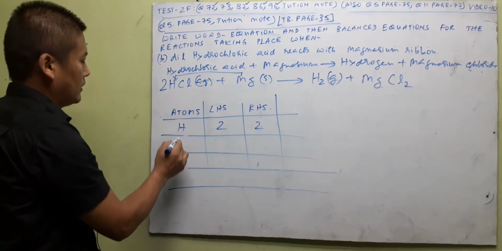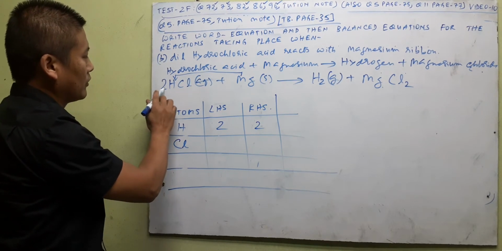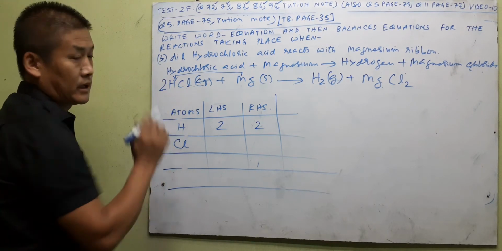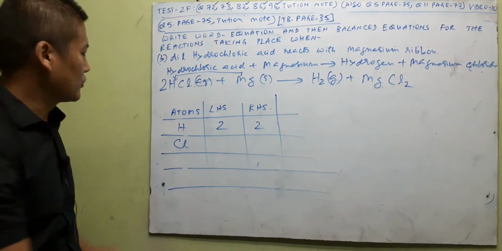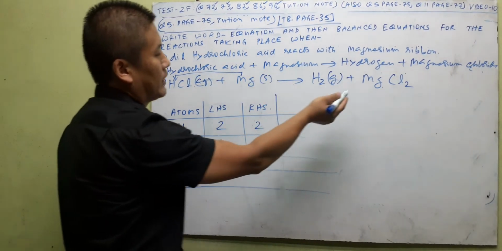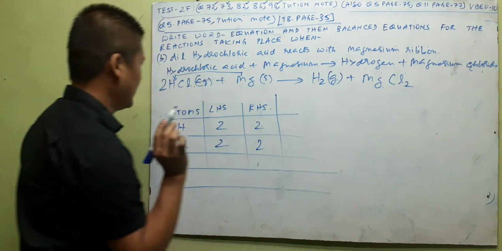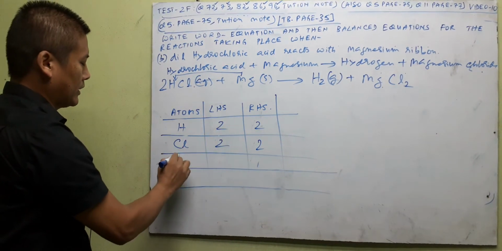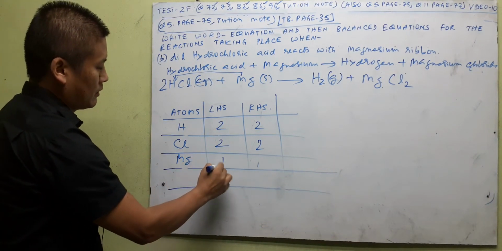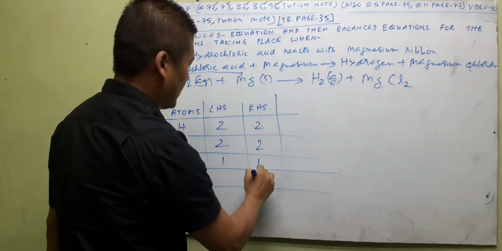The moment you do that, the next atom is Cl. So the 2 belongs to that also. No number here means 1. 2 ones are 2 Cl on the left. On the right, also 2, so it's balanced. Mg here is 1, and on the right side also 1.